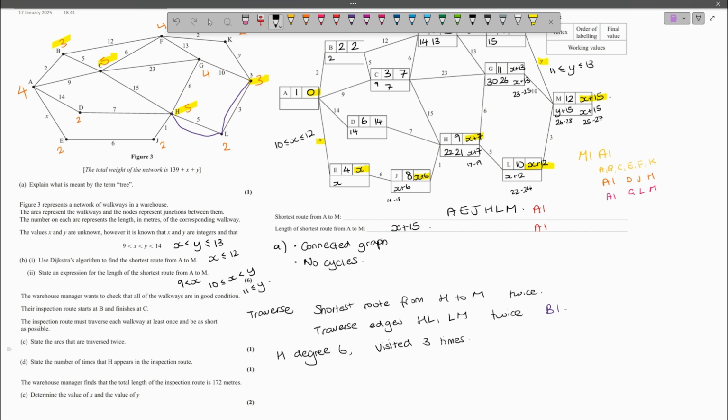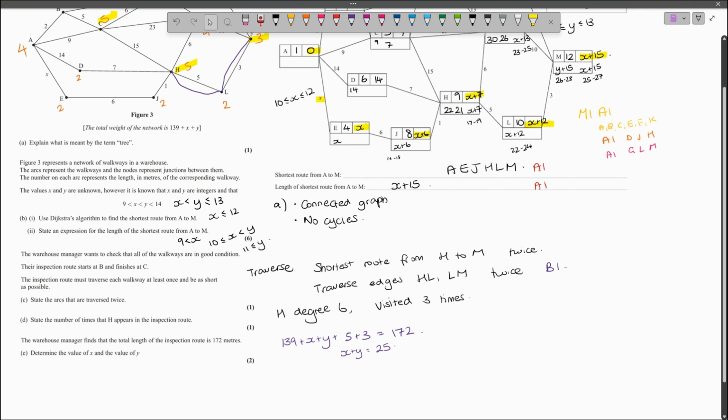Then finally, we're told that the entire length of the inspection route is 172 metres. And we know the total weight of the network currently, so we know that 139 plus x plus y plus the weights of HL and LM, because we're traversing those twice, is equal to 172. And we can solve this. This is giving us that x plus y is equal to 25.